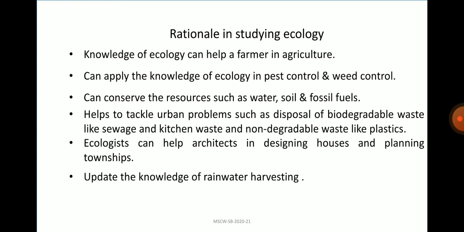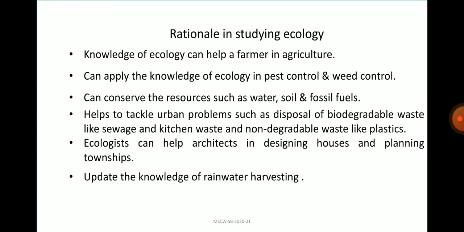He can apply the knowledge of ecology in pest control and weed control. That is, biological control can be used instead of using toxic chemicals like pesticides in the fields. The study of ecology will be used to conserve resources such as water, soil, and fossil fuels. It helps to tackle urban problems such as disposal of biodegradable waste like sewage and kitchen waste and non-degradable waste like plastics.